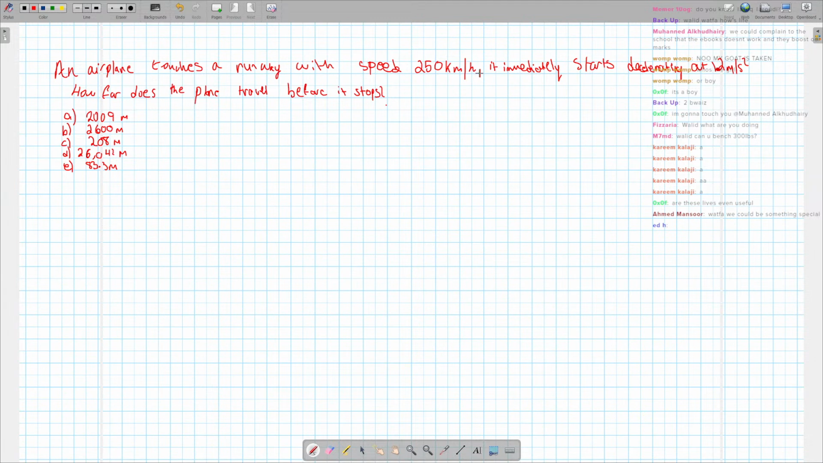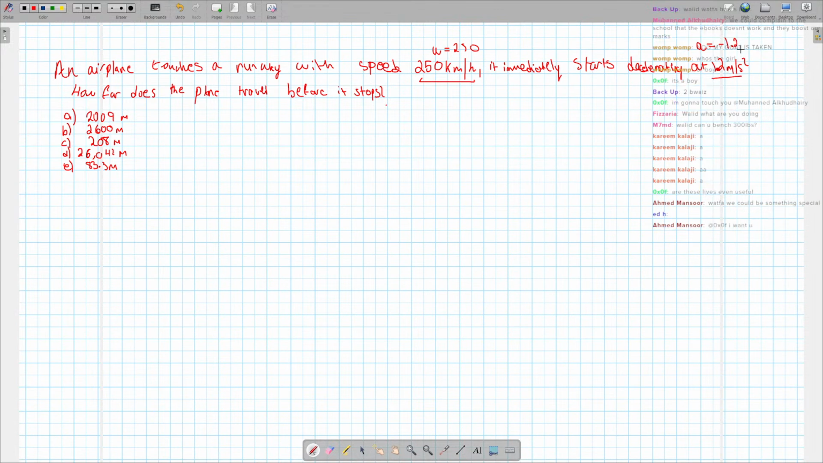An airplane touches a runway with speed 250 kilometers per hour. So this is its u, right? Its initial velocity is u equals 250. It immediately starts decelerating at 1.2 meters per second squared, so a equals negative 1.2 meters per second squared. How far does the plane travel before it stops? So what do they want? They want x, right? We know that it stops. If it stops, that means v equals 0, velocity final equals 0.